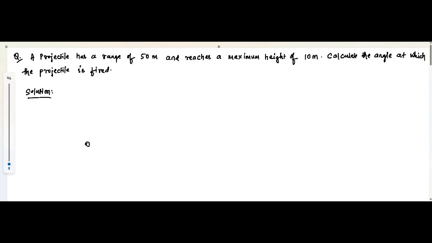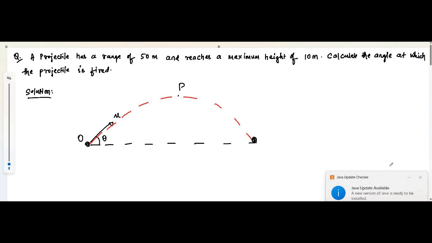It is given that a projectile is fired with a certain initial velocity, which is not mentioned, and with a certain angle with respect to the horizontal, that is also not given. So this will be the trajectory of the projectile with angular projection, and it reaches here. This is the ground level. Let's say this is O, this is point P, and this is point Q.